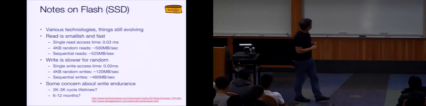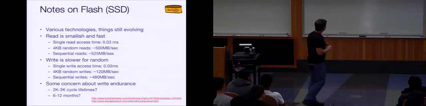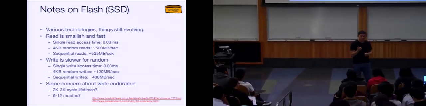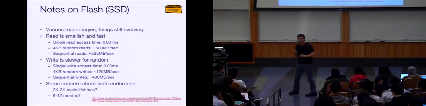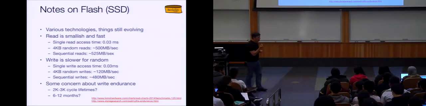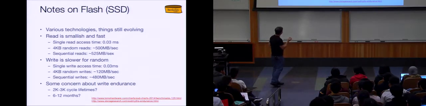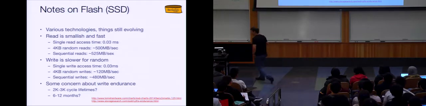All right. Reads tend to be smallish. Many of these devices do 4K reads. Some of them will do a 64K read, but not always. The point is you can do small reads efficiently on a flash drive. So you can get down to 4K on many of these flash drives efficiently. And the access time is like 0.03 milliseconds.